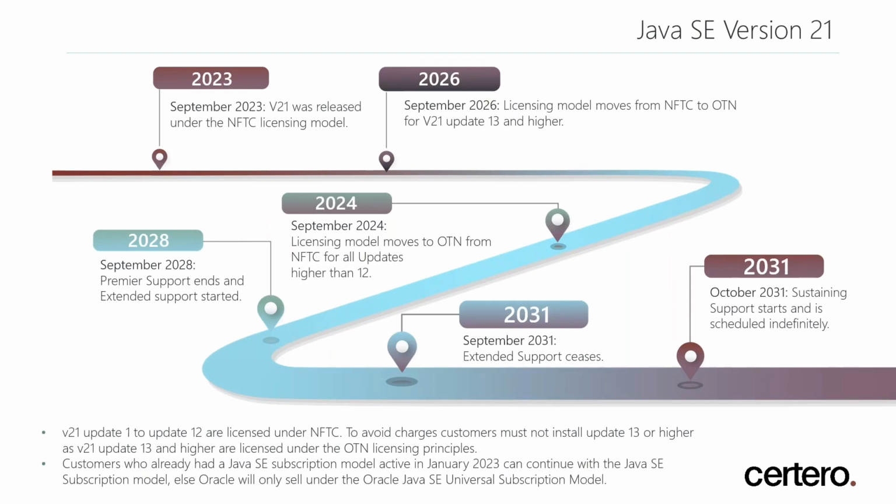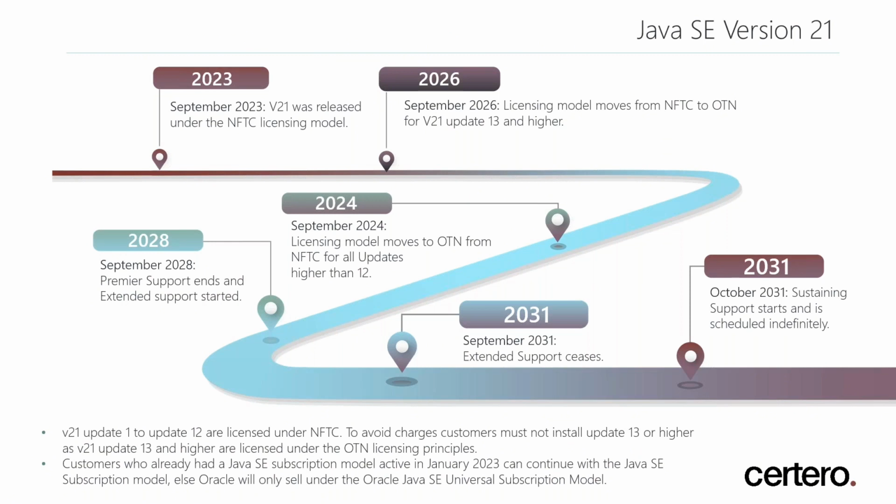Looking at what will then happen a couple of years down the line, and this principle is going to replicate itself every 2 years. So 21 has just come out and it's released under NFTC. That will continue until September 26. September 25 is where version 25 comes in. September 26 is where 25 has been in for 12 months. And then from update 13 onwards, it'll move from the NFTC to OTN. And the minute you see OTN, just put it in the back of your mind, I pay in production, that's going to cost me. The other two predominantly will not cost.